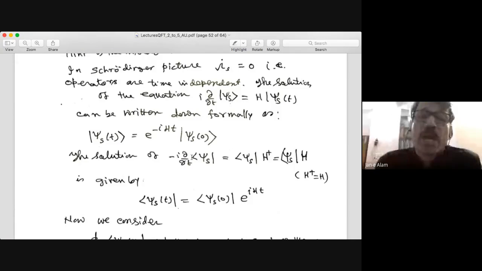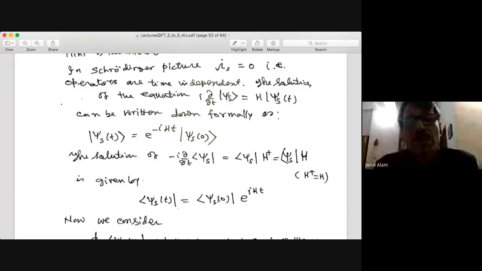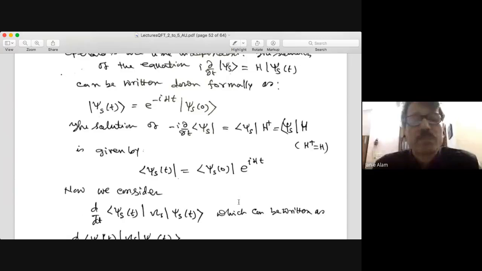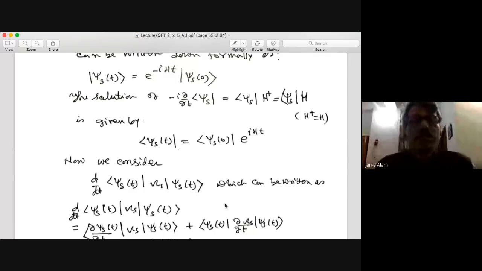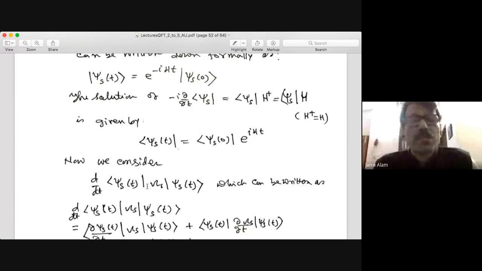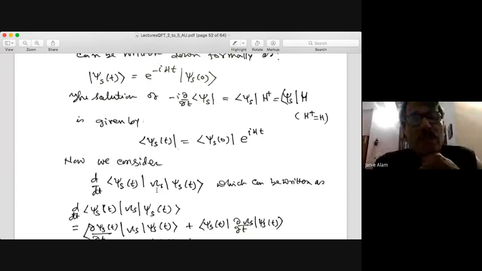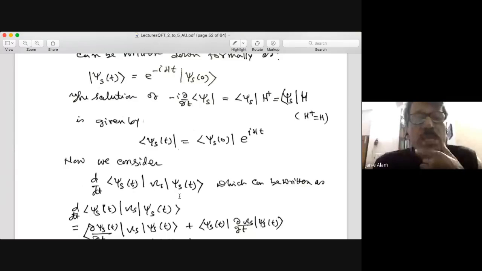Similarly, the solution of the other equation, minus i d/dt of the bra psi_S equals the bra psi_S H dagger, which is psi_S H, is given by the bra psi_S(t) equals the bra psi_S(0) e to the plus iHt. So we have got these two formal solutions. Now we want to calculate the expectation value of this operator omega_S in the Schrödinger picture, within this state psi_S(t). I want to see how this evolves with time, so the derivative with respect to t.